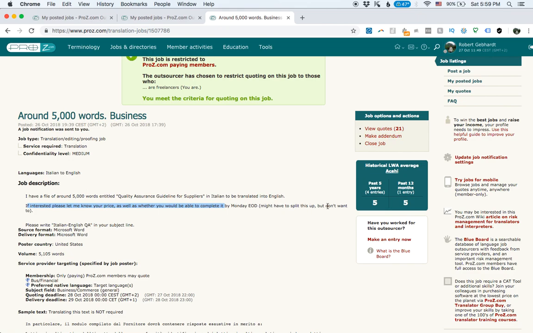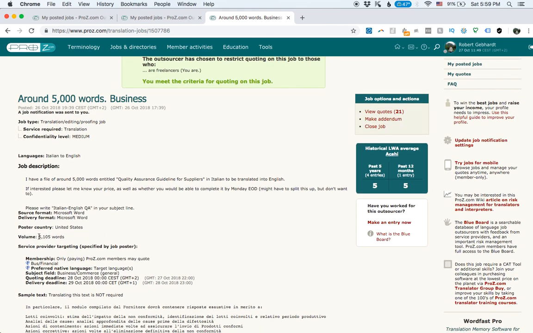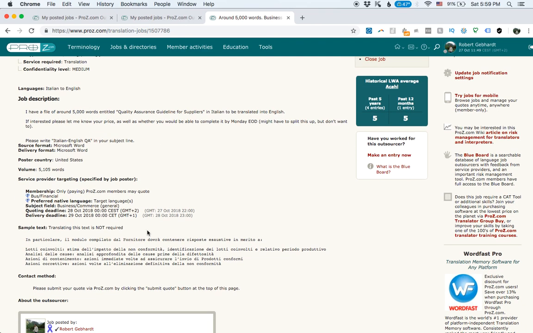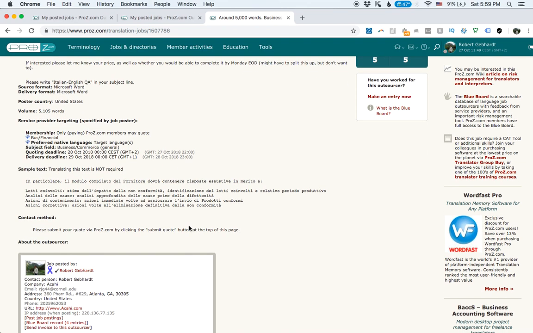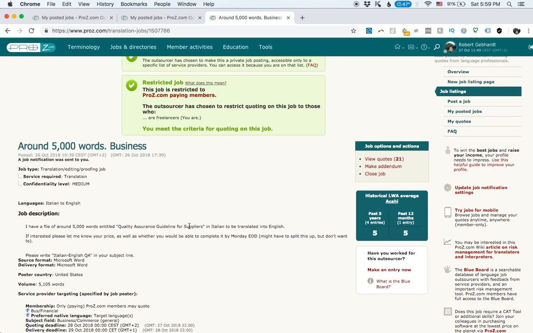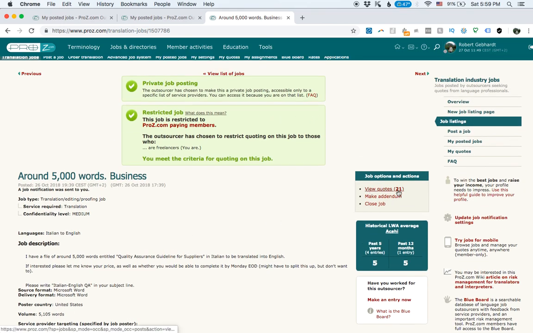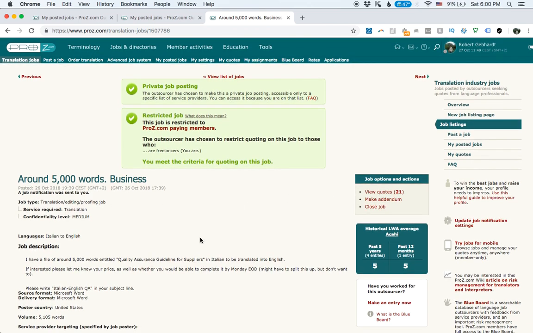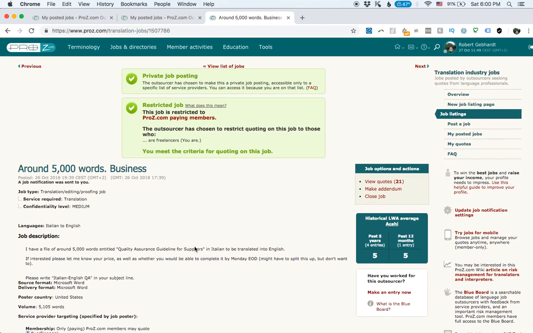Then in parentheses, might have to split this up, but I don't want to. Then here at the bottom, I have, please write, in quotation marks, Italian to English QA in your subject line. I put it in quotation marks to make it quite clear. There's some more information, the exact volume of words and the sample text, but I say translating is not required. It's just to give people an idea when they apply. As you can see here, I got 21 quotes for this job. And I want to show you something interesting.